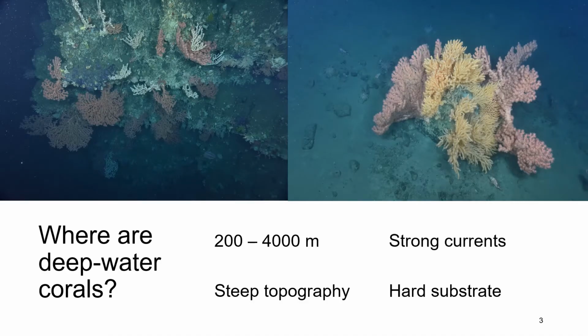Where are deepwater corals? Deepwater corals have a cosmopolitan distribution and are found in all the world's oceans between 200 and 4,000 meters. However, they are restricted to areas of hard substrate as they require a solid point to attach themselves to, such as ridges, walls, or boulders.